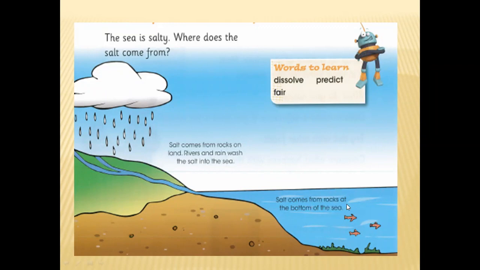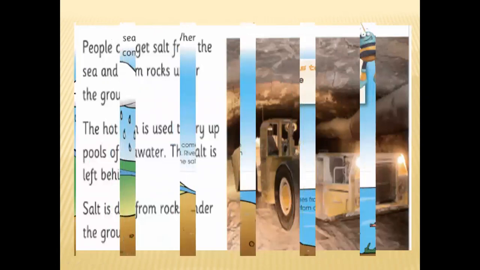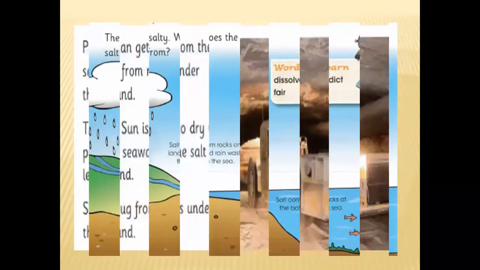Second thing, salt comes from the rocks at the bottom of the sea. Here you can see the bottom of the sea. There are also rocks. So when water is coming and washing the rocks, what is happening? The salt inside the rocks is mixing in the water. That is why the sea water is salty. The seawater is salty.